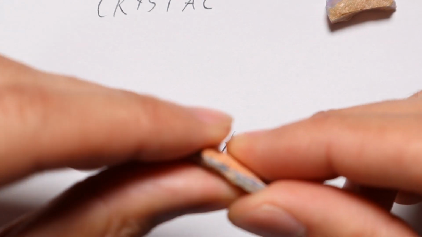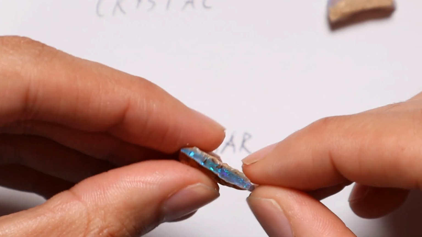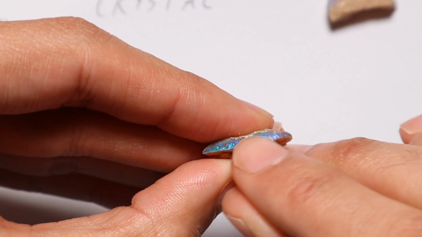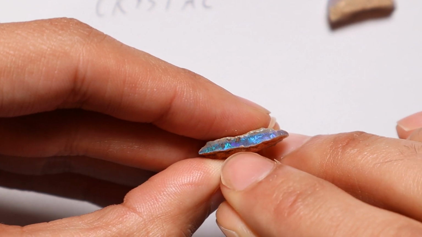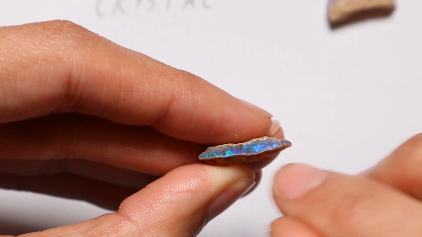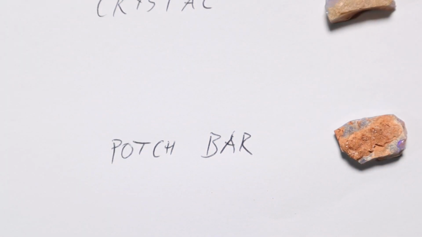Potch bar. This one is when you've only got potch on one side and not the other. So it's hard to see, but there's a line of potch across that top part, whereas this has colour right up to the crust. So it'll just be a matter of taking off the crust, and then that's going to be our top and our face of the opal.